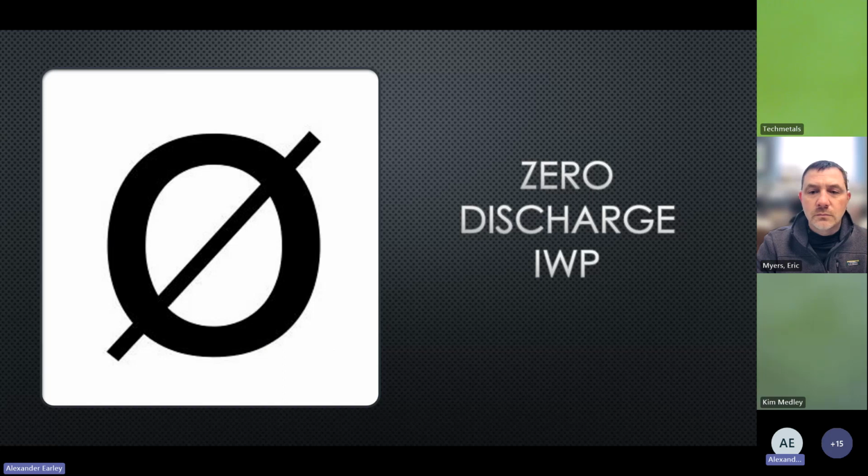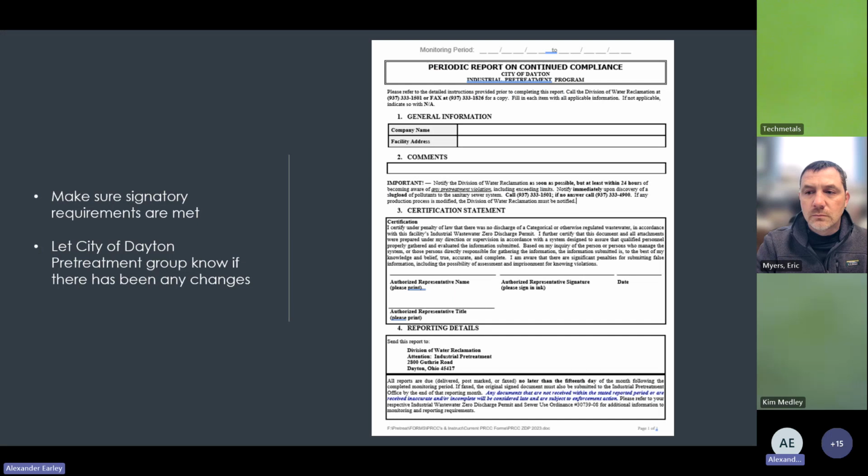Going a little bit into zero discharge permits. Basically, you just have the one page to make sure that you are correctly filling out the monitoring period, if that is a monthly requirement or a quarterly requirement. Make sure that you are signing the certification statement in ink. Like I said, no scans or copies of those signatures, and make sure that you are the authorized representative that can sign for the industry.